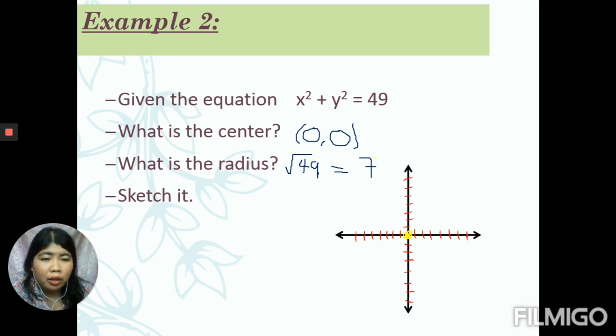So, ayan siya. Then, for the radius, you will get 7 na distance mula sa 0, 0. Bilang lang kayong 7. Ibig sabihin, di ba, yung any point of the circle, 7 yung distance niya doon sa center. So, bilang lang kayo. Ganito lang ako mag-graph. Pero pwede kayong gumamit ng compass para mas maganda yung graph nyo.